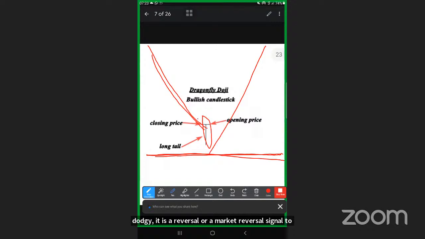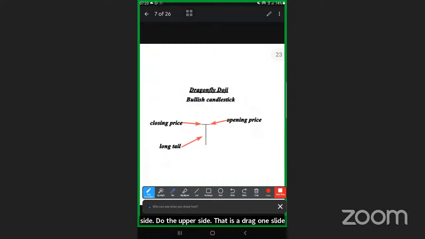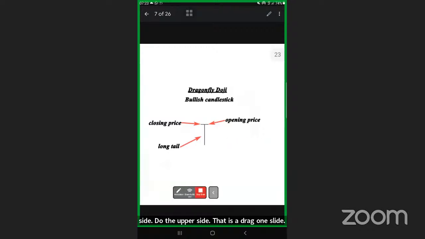So the market is going to change direction here because it is approaching an area. Mostly when it touches, it is going to be supported. When the market reacts to it, you see the market changing direction to the upper side. That is a dragonfly doji.